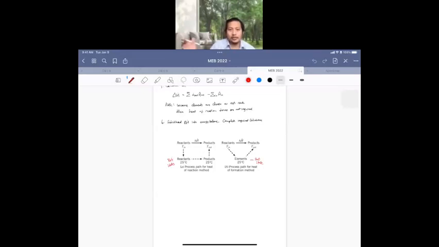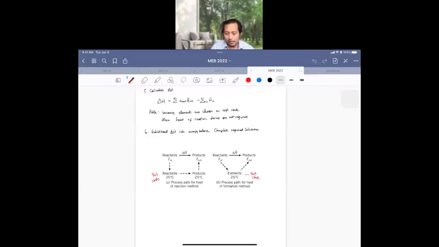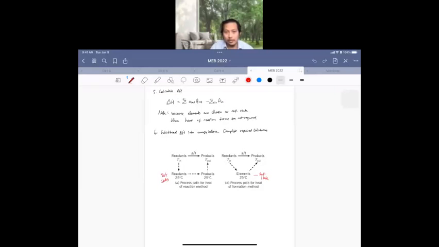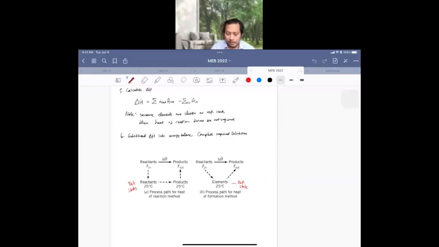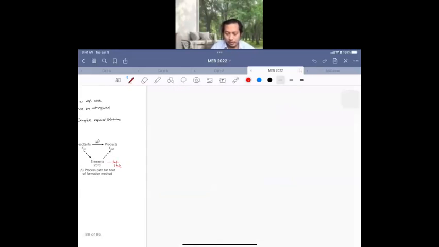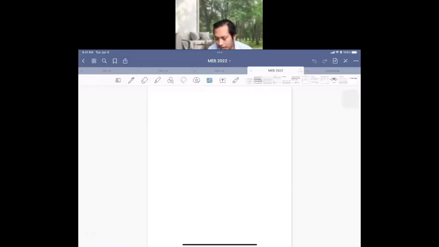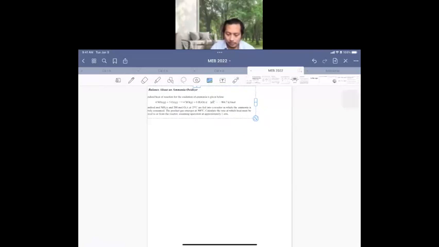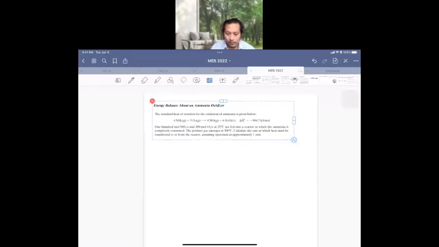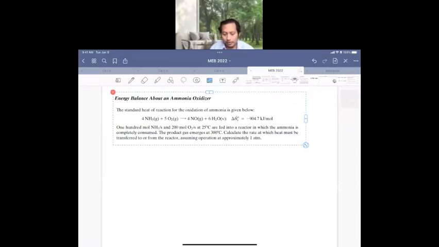Now to start off today's lecture, we are going to look at several examples. And if you have the text, we can also look at your textbook. So first, let me write on a new page. First is this: energy balance about an ammonia oxidizer. So we have given the heat of reactions.